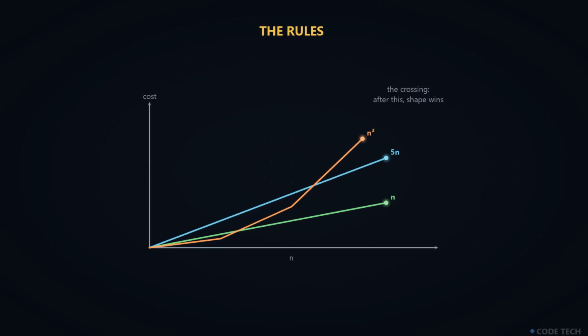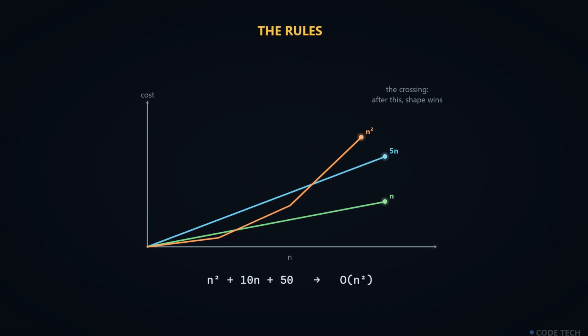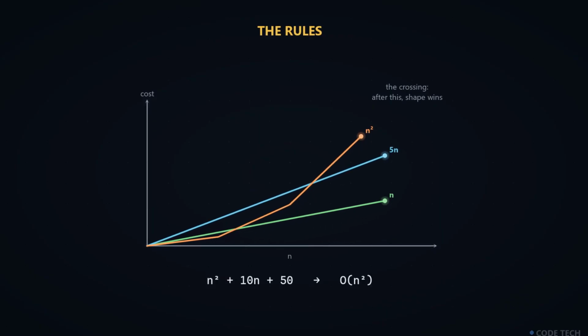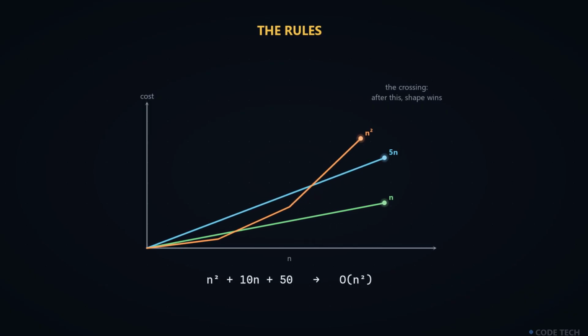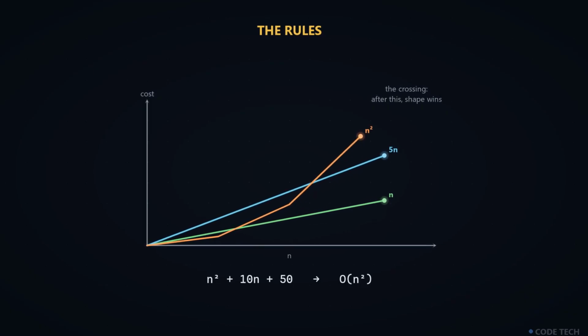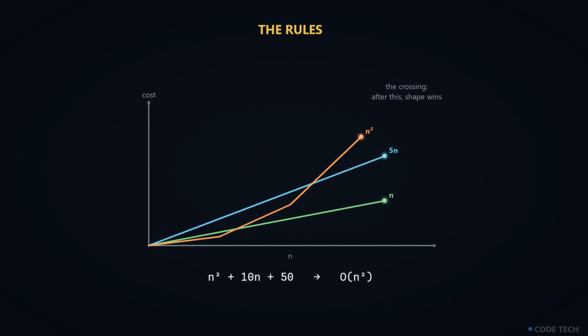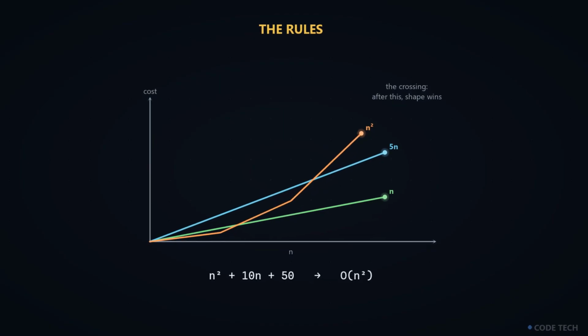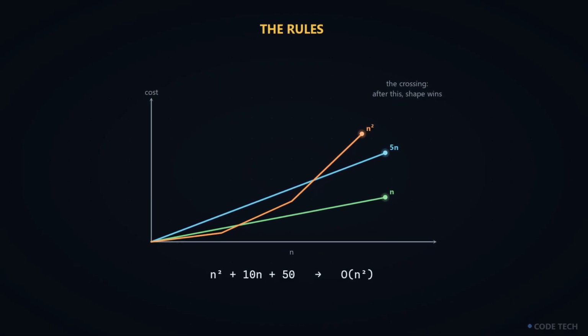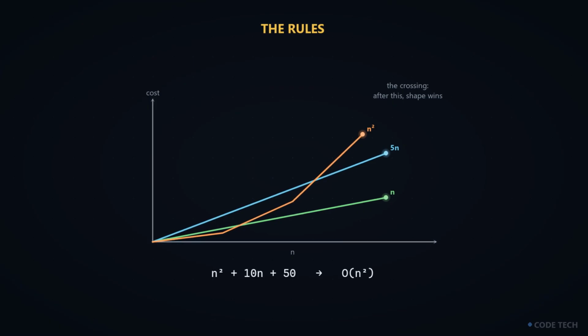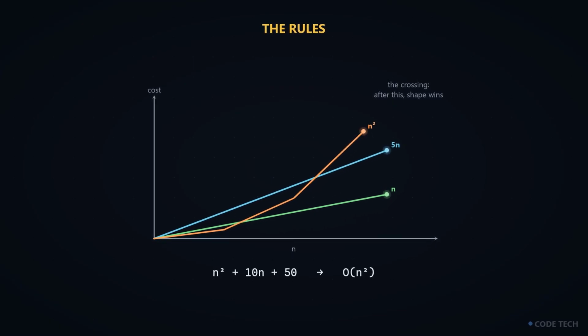Only the biggest term survives. N squared plus 10n plus 50? Just O of n squared. Because at scale, the biggest term doesn't just win. It makes everything else a rounding error. At a million items, the n squared part is a trillion. The 10n part is 1/100th of 1% of it. Big O is deliberately myopic. It only sees the horizon.